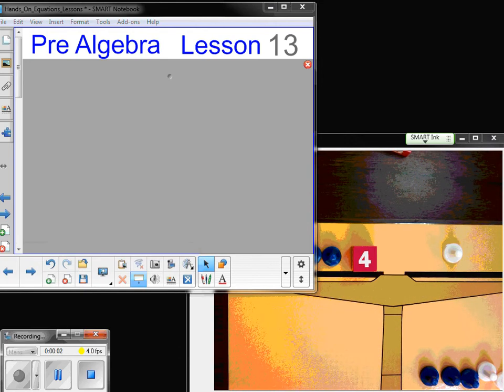You are starting lesson 13. Lesson 13 gets more complicated. We have more with stars. We have more with x's. We still have our number cubes. All those are in play.